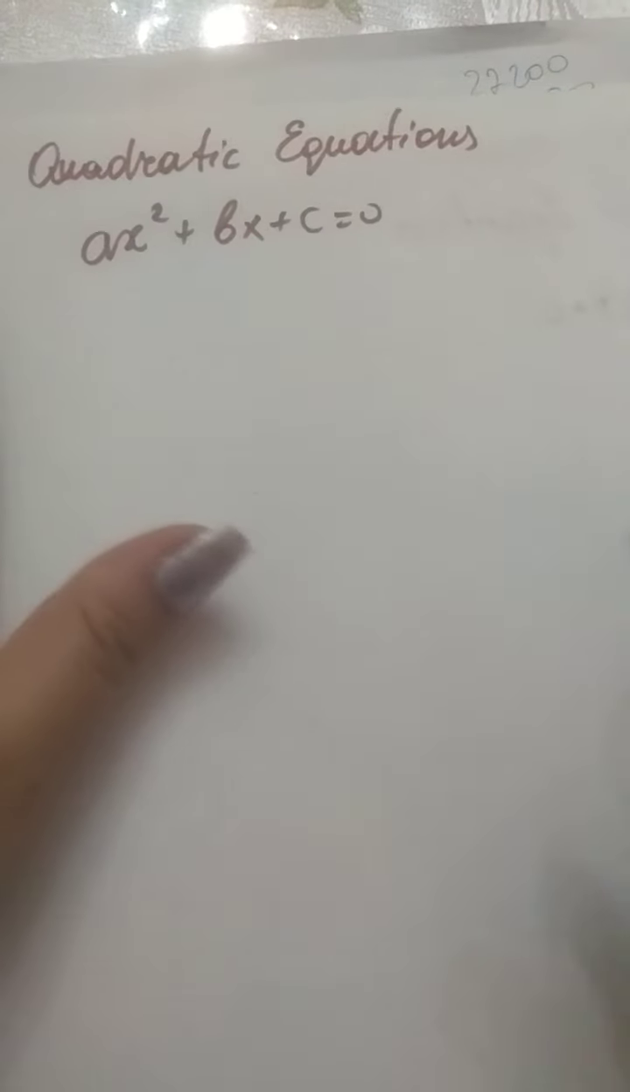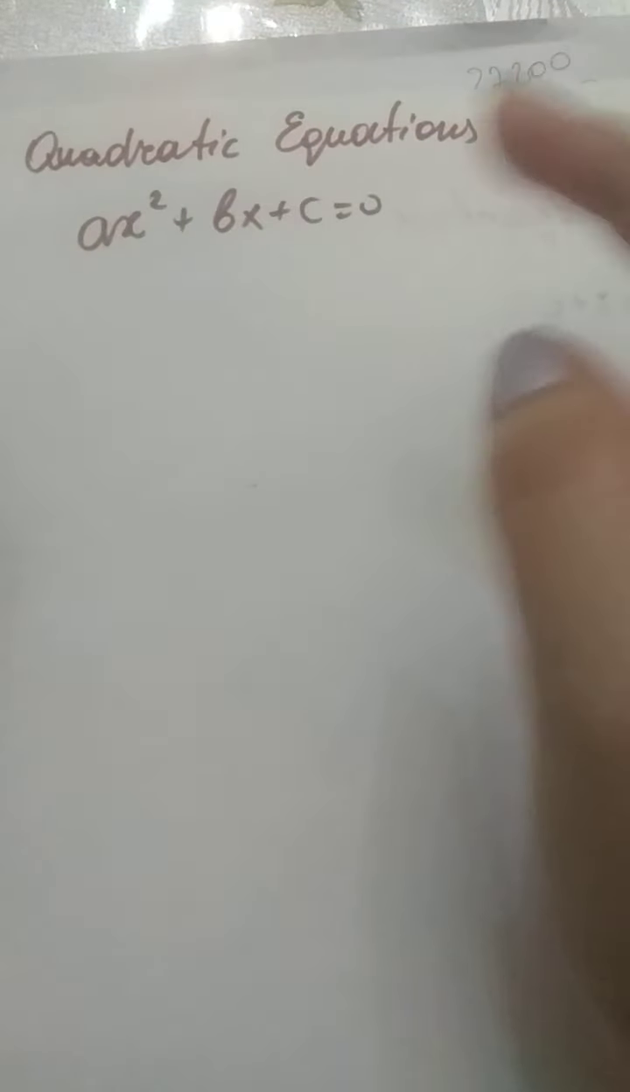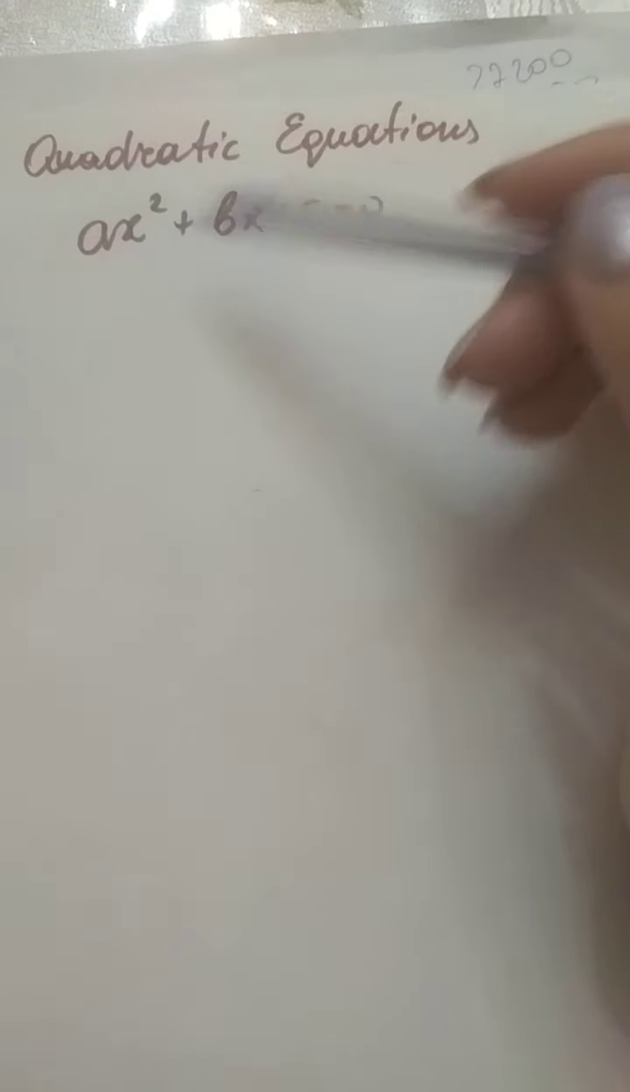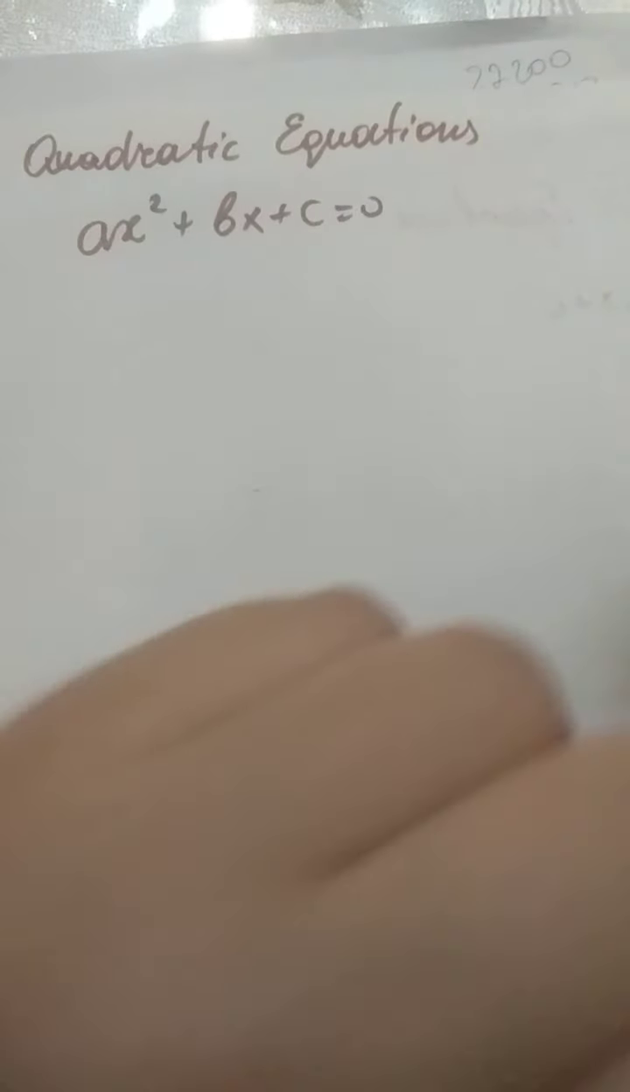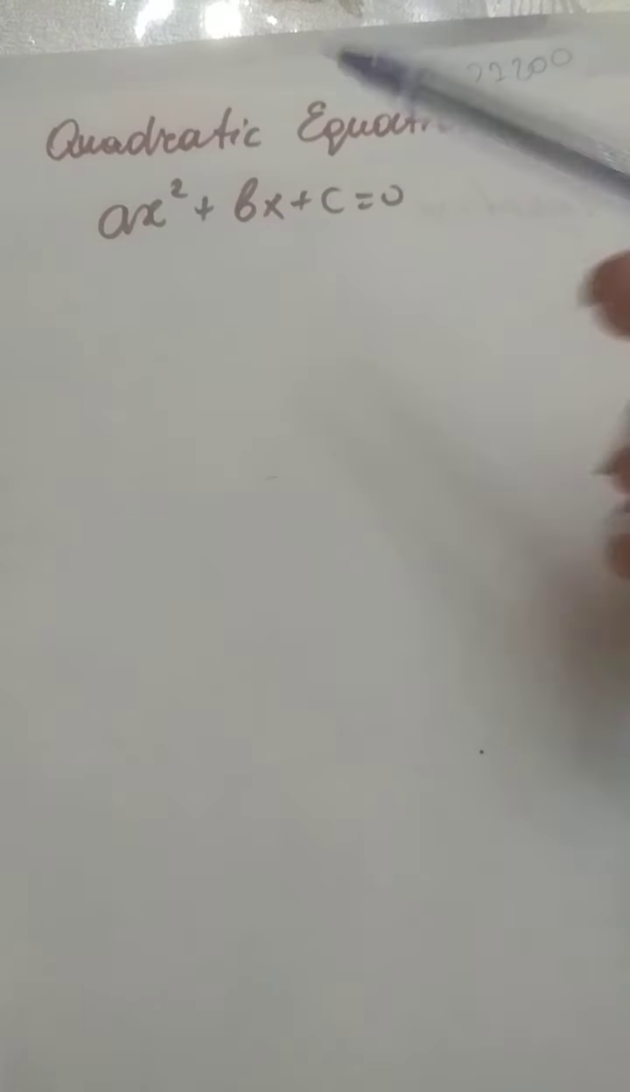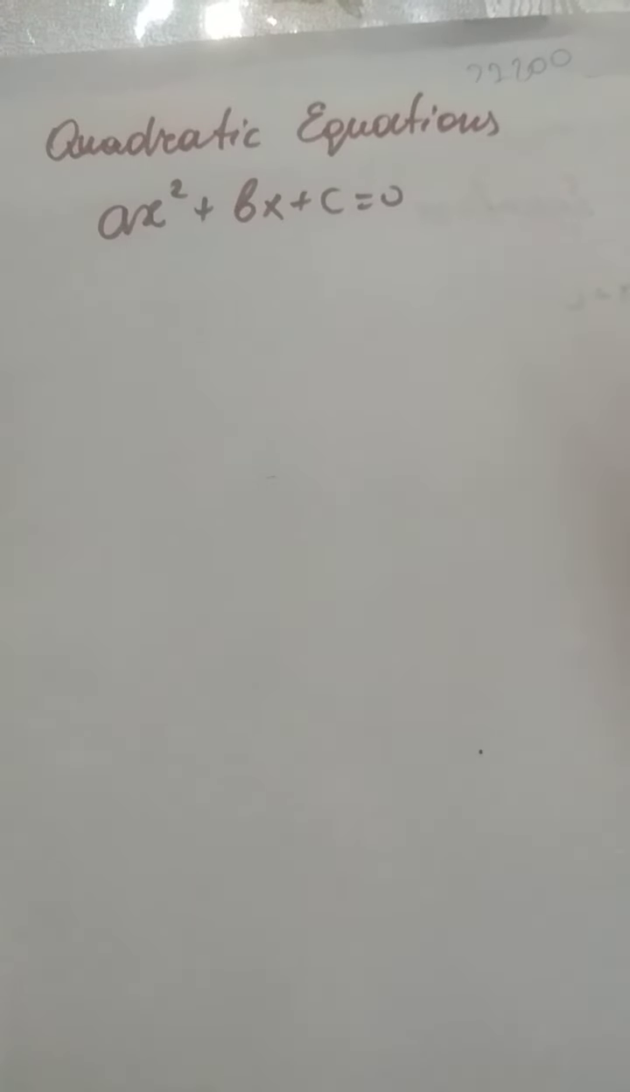Guys, firstly, you should know that the graph of a quadratic equation is a parabola, and we have two solutions for a quadratic equation because the power is 2. The biggest power is 2, that's why we have two solutions, and the number of solutions depends on the power. If your biggest power is 3, this means you have 3 solutions, or if it's 2, this means you have 2 solutions.